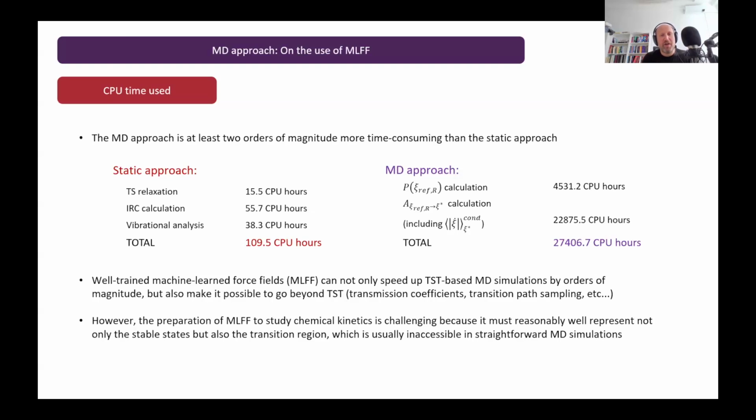Unfortunately, preparation of machine-learned force fields of sufficient quality to study chemical kinetics is very challenging. And it's obvious why, because we need to prepare a force field which represents with sufficient accuracy not only the reactant state, but also the states in the transition region. And this is very tricky because then we cannot use the usual training protocols that we can use when we are just representing the stable states. So this is quite a difficult problem, and it will be addressed in the lecture by Ferenc Karsai. Thank you for your attention.